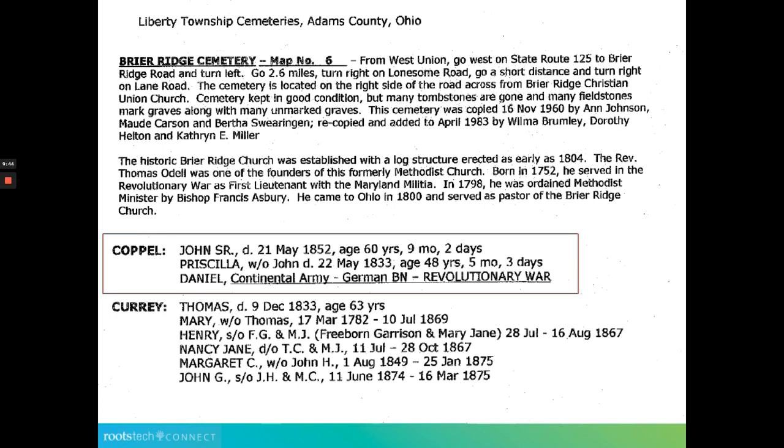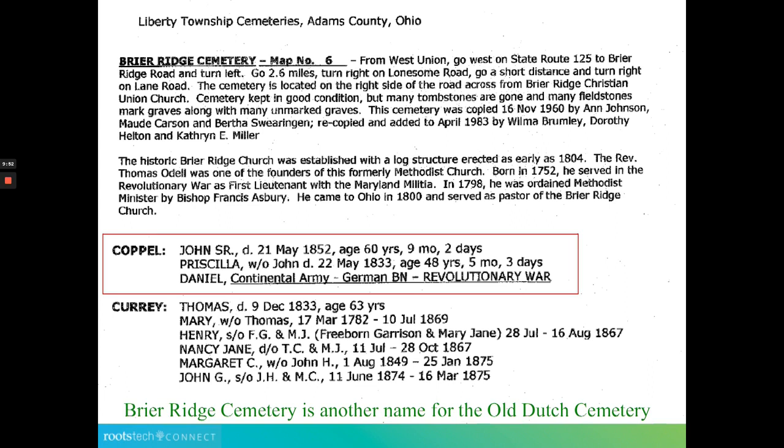Now, again, he didn't have a tombstone, so there could have been somewhere else, but everything else matched for this area. So it's very likely that the Briar Ridge Cemetery is a variant name for the Old Dutch Cemetery. And so I would definitely want to talk to the Genealogical Society and confirm that, which I did. This is a variant name. And so now I know that John and Priscilla are in the same cemetery as John's father, Daniel.